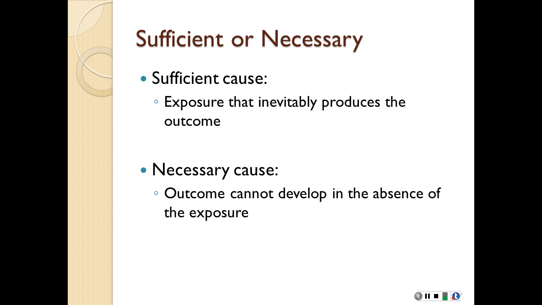A cause can be necessary but not sufficient. So you can have a cause that has to be there in order for the disease or outcome to develop, but that exposure won't, in and of itself, cause the disease to develop. It has to be there in conjunction with some other things. So sufficient: the exposure by itself can definitely cause the disease. Necessary: that exposure has to be there for the disease to develop, but it doesn't have to be the only thing that's there. It just has to be there. You may need something else to make the disease manifest.